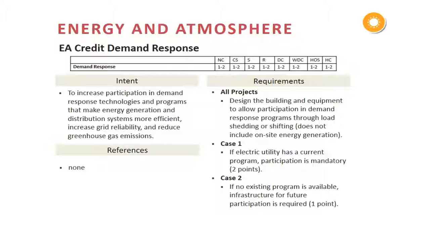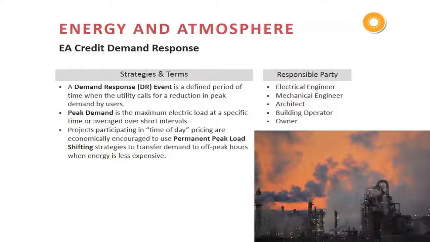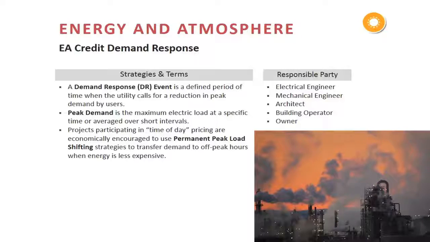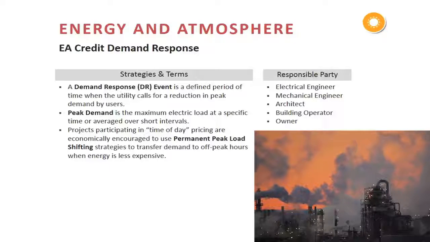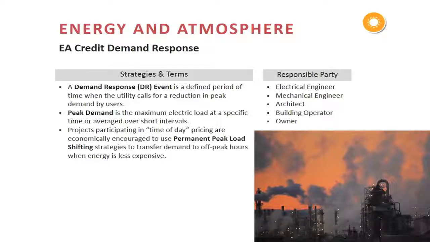Now, if there's a program, you need to participate in it for at least a year, and that's worth 2 points. Now, if there's no program, you need to give a call to the utility, say, we're wired for demand response programs as soon as you have one available, but there's no participation requirement. Here we have three very important terms related to this credit. First, demand response event. Now this is when the utility alerts building operators, typically through an automated system, that it needs those users to reduce their peak demand.